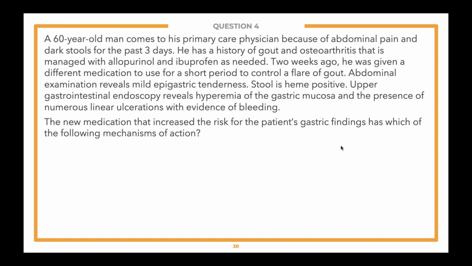Abdominal examination reveals mild epigastric tenderness. Stool is heme positive. Upper gastrointestinal endoscopy reveals hyperemia of the gastric mucosa and the presence of numerous linear ulcerations with evidence of bleeding. The new medication that increased the risk for this patient's gastric findings has which of the following mechanisms of action? Boris.